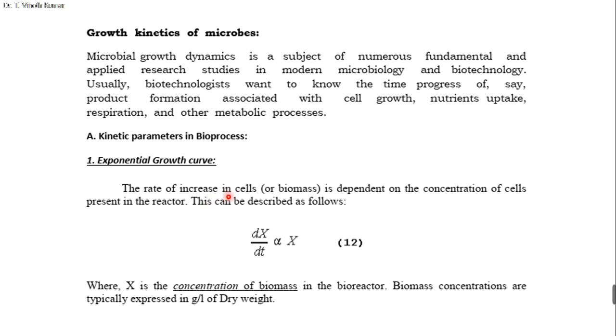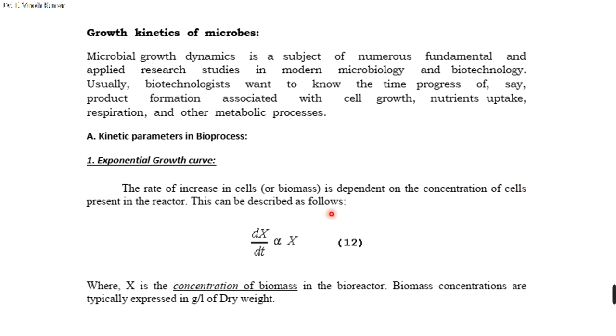The rate of increase in the cells, that means the rate of product formation or biomass formation, is dependent on the concentration of the cells present in the reactor. The rate of increase in the cells, that is how much the cells are going to increase, the biomass production, is totally dependent on the concentration of the cells present in the reactor.